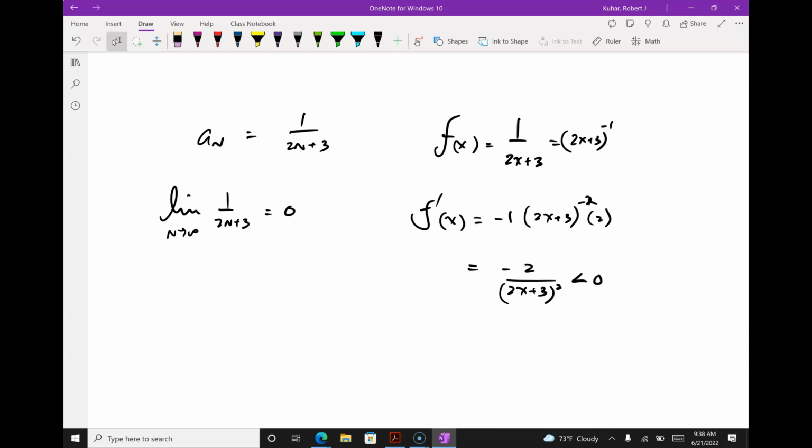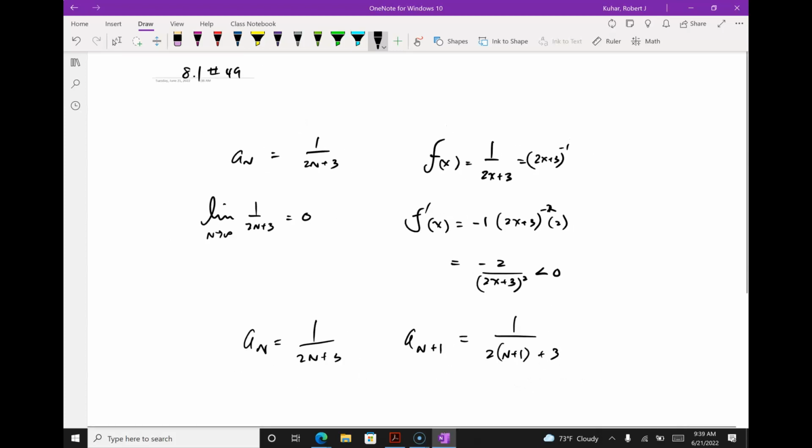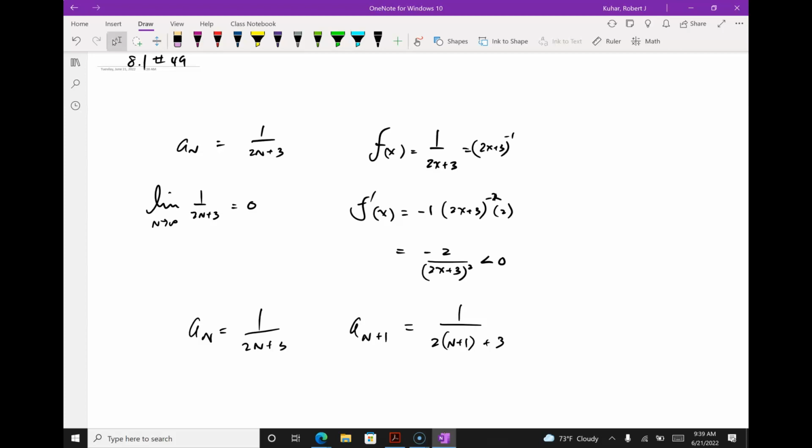What's the very next term? So if a sub n is 1 over 2n plus 3, what is a sub n plus 1? Right, I'm just going to put an n plus 1 in there. So I already know it's decreasing, right? How do I figure out what the lower bound is? Say again? Yeah, well, once I take the limit, I already know it, right? I guess yeah.